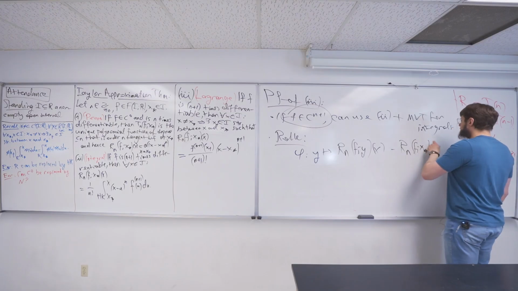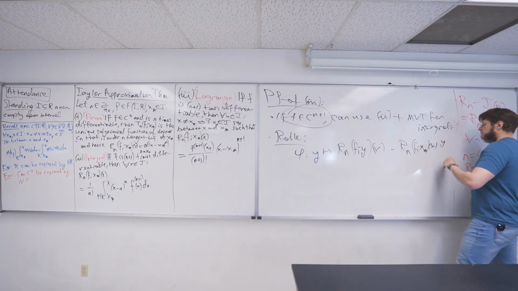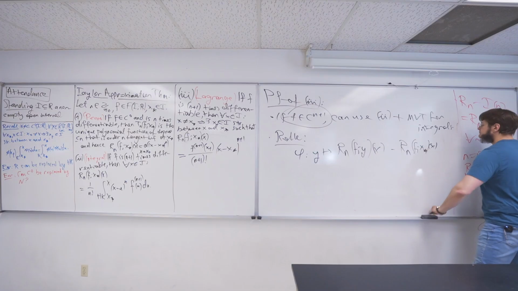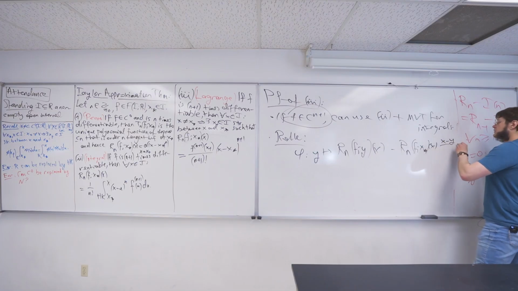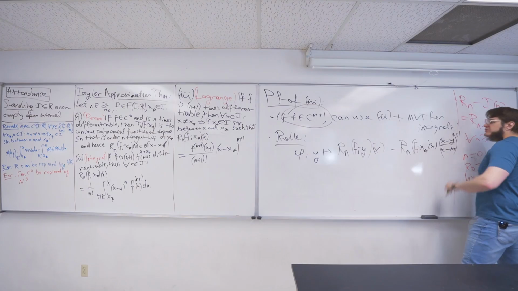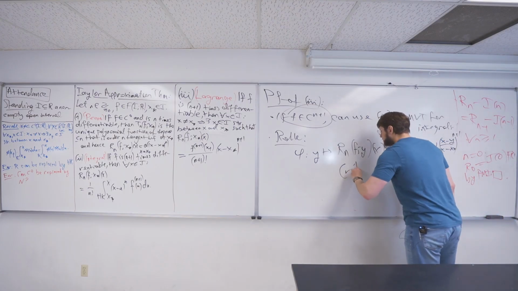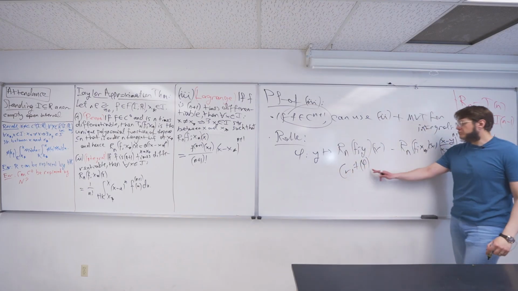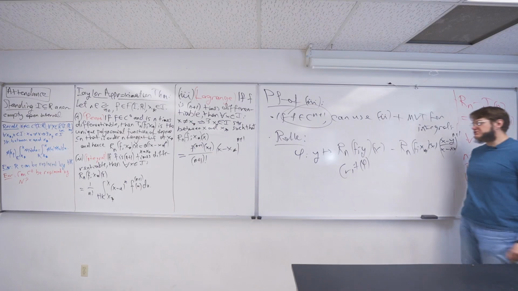x star x minus y divided by x minus x star raised to the power n plus 1. Critical points of phi give you Lagrange formula.